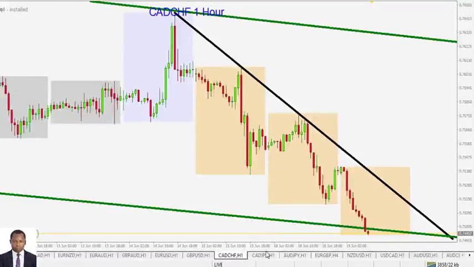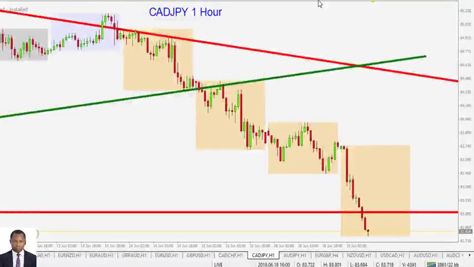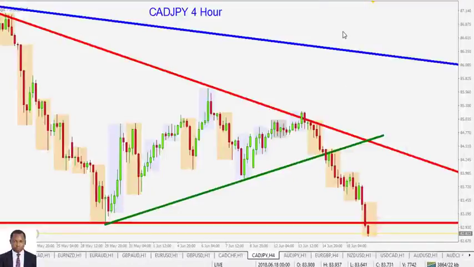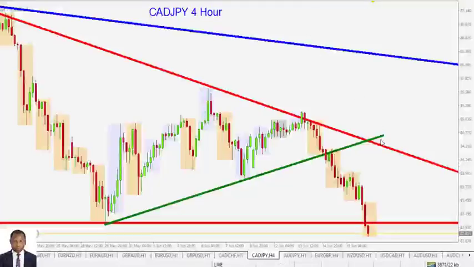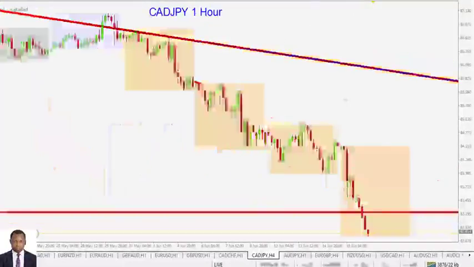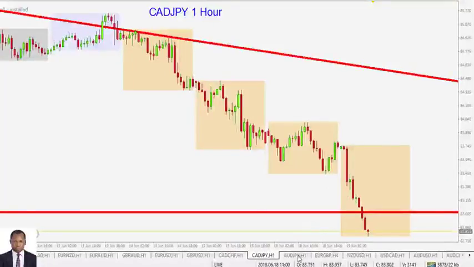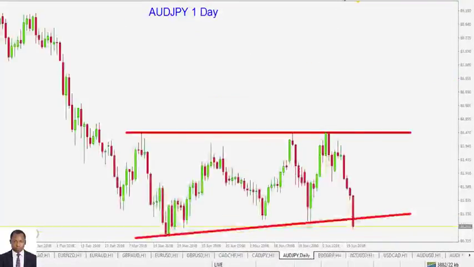Okay, no entry. Canadian dollar against the Japanese yen, very bearish. All right, straight move, no entry. Australian dollar against Japanese yen.